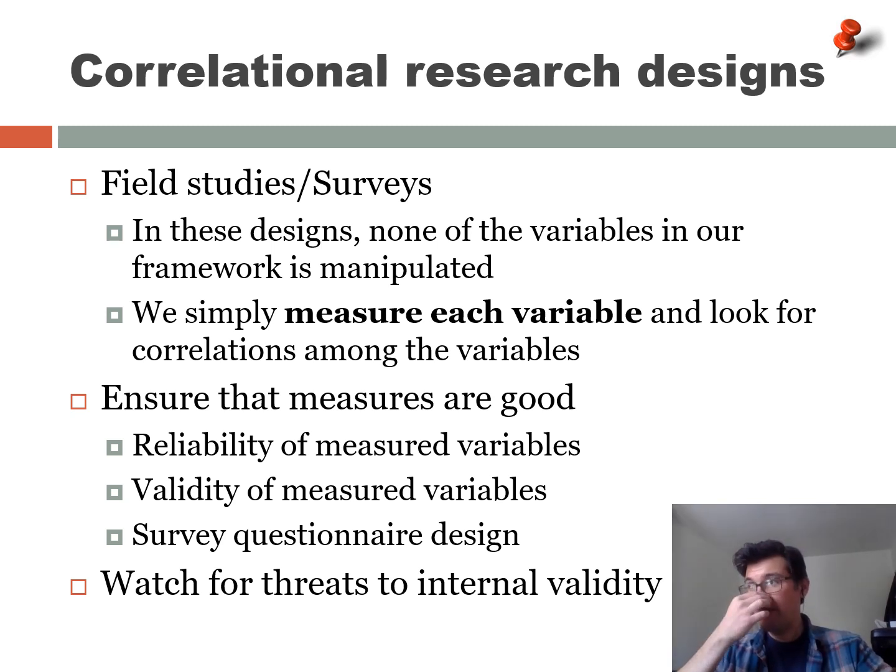Now we might manipulate something. So for instance, if you think back to the first week, the Greenberg study with the insurance offices, the status of the office was manipulated. So it was a field experiment. Whereas when we're talking about a field study, we're simply observing things.